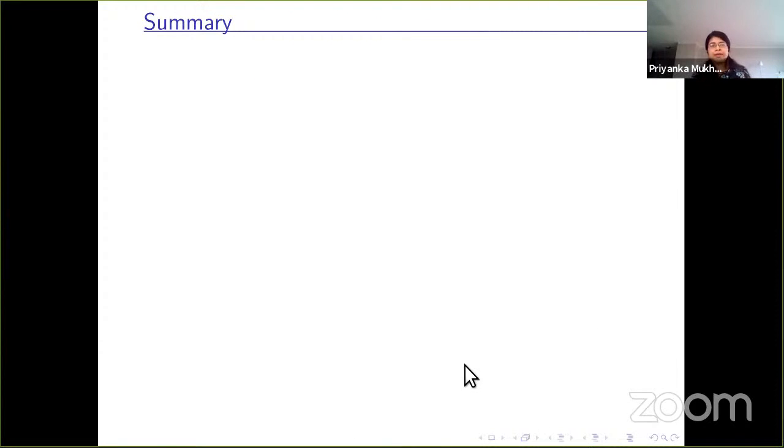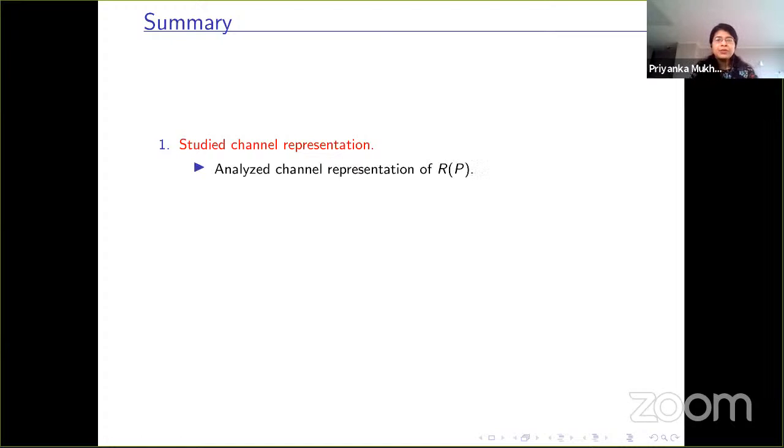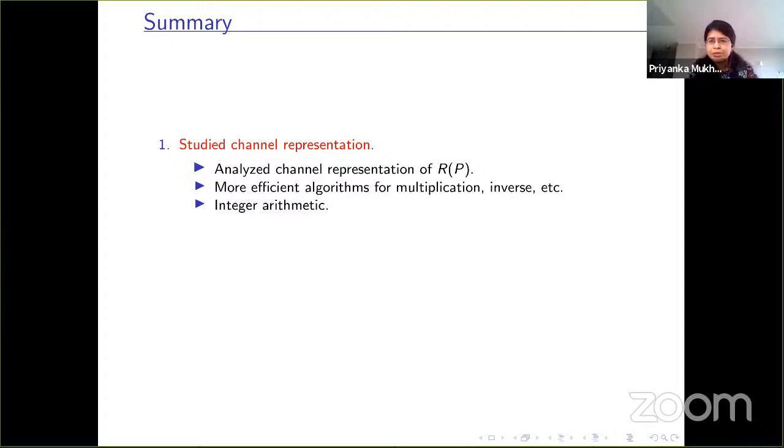Okay, so now let's summarize. To summarize my talk, we studied in our paper the channel representation of unitaries, especially the channel representation of RP unitaries, which helped us to obtain more efficient algorithms for multiplication, inverse, etc. And all these operations could be done by integer arithmetic.